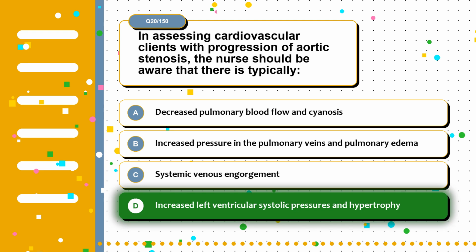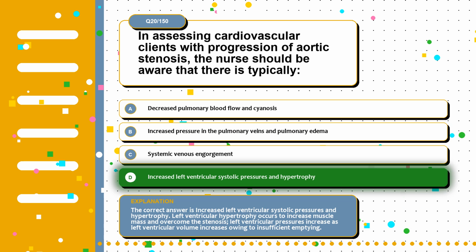The correct answer is option D. Increased left ventricular systolic pressures and hypertrophy. Left ventricular hypertrophy occurs to increase muscle mass and overcome the stenosis. Left ventricular pressures increase as left ventricular volume increases owing to insufficient emptying.